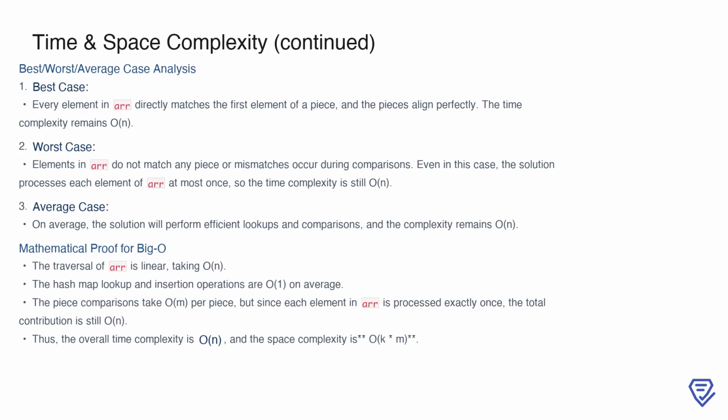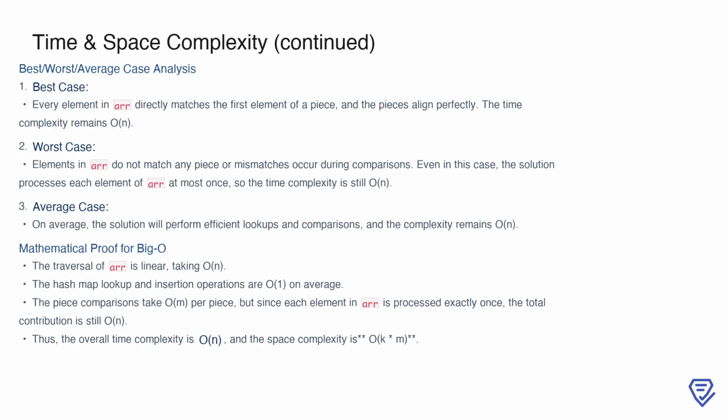Let's examine the best, worst, and average case scenarios for our solution. In the best case, every element in ARR matches the first element of a piece, and the pieces align perfectly. Here, the solution processes each element of ARR exactly once, resulting in a time complexity of O(n). In the worst case, elements in ARR might not match any piece, or mismatches could occur during comparisons. Even in this scenario, the time complexity does not worsen because each element is still processed at most once, keeping it at O(n). On average, the solution efficiently performs lookups and comparisons thanks to the hash map, and the complexity remains O(n).